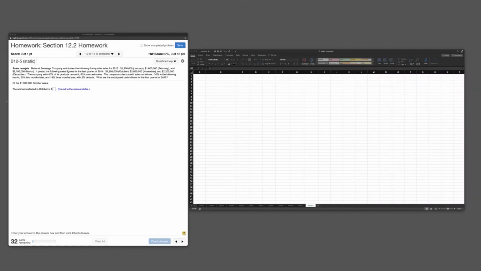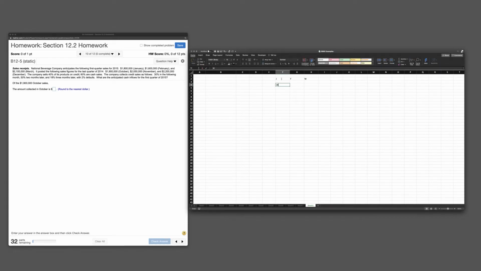Everyone, welcome to calculating anticipated cash flows. So in this case, we're going to be looking at first quarter sales, or Q1 sales. They've given us the Q1 sales, so let's get that set up here. So January, February, March sales.